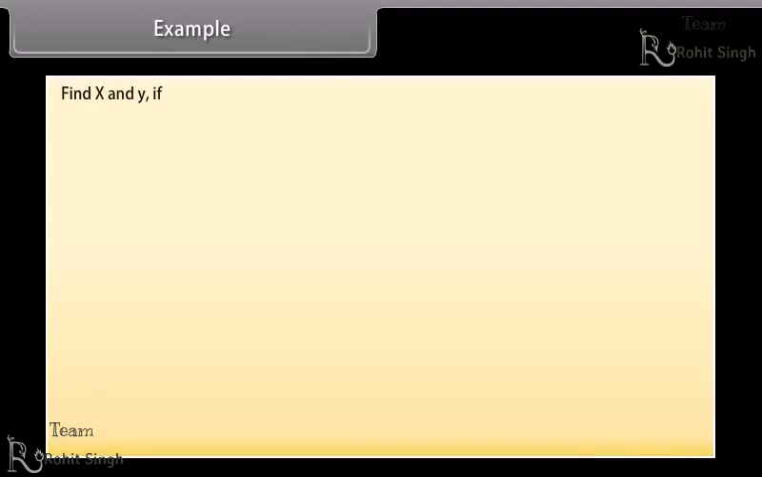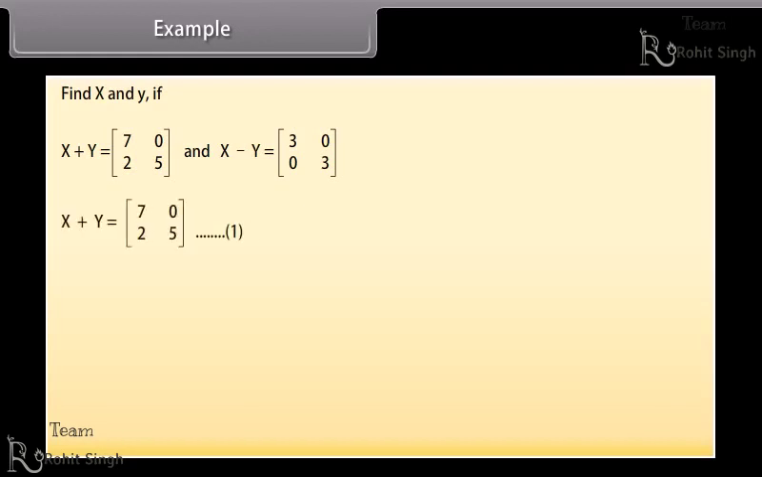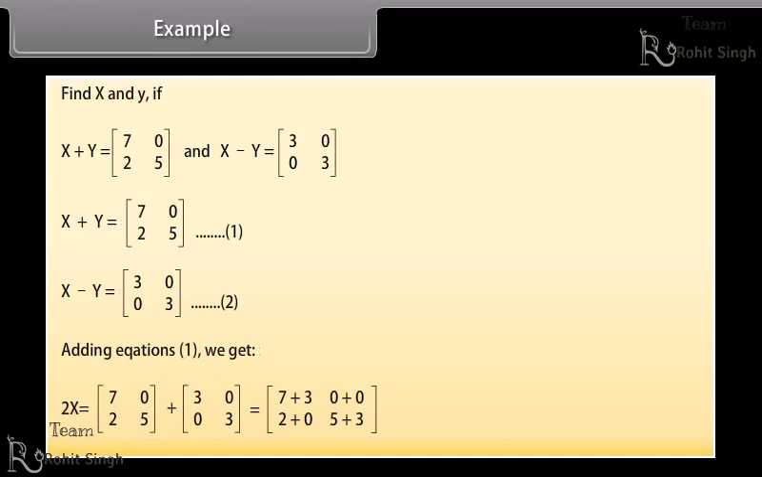Example. Find X and Y if X plus Y is equal to the matrix, row-wise, first row 7, 0, second row 2, 5, and X minus Y is equal to the matrix, row-wise, first row 3, 0, second row 0, 3. Solution. Given X plus Y and X minus Y, mark them as 1 and 2. Now, adding equations 1 and 2, we get 2X is equal to the matrix, row-wise, first row 10, 0, second row 2, 8. Therefore, X is equal to the matrix, row-wise, first row 5, 0, second row 1, 4.